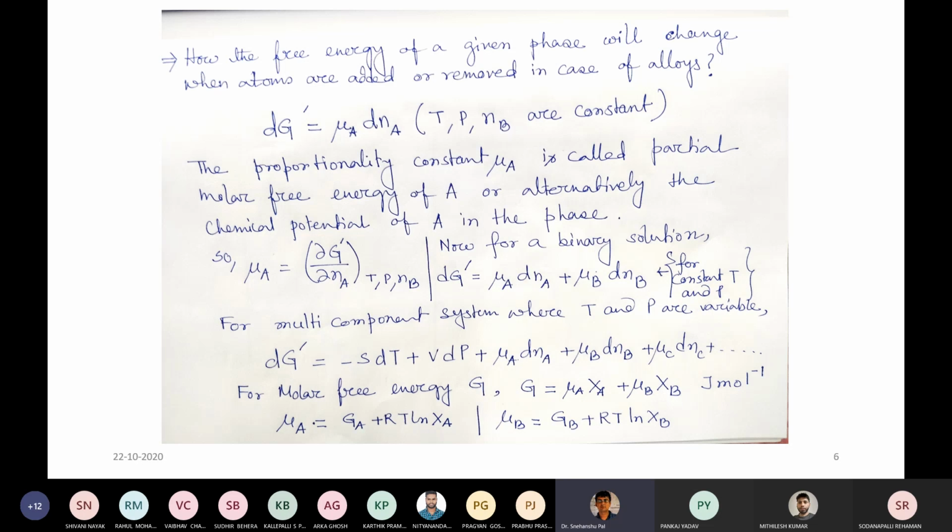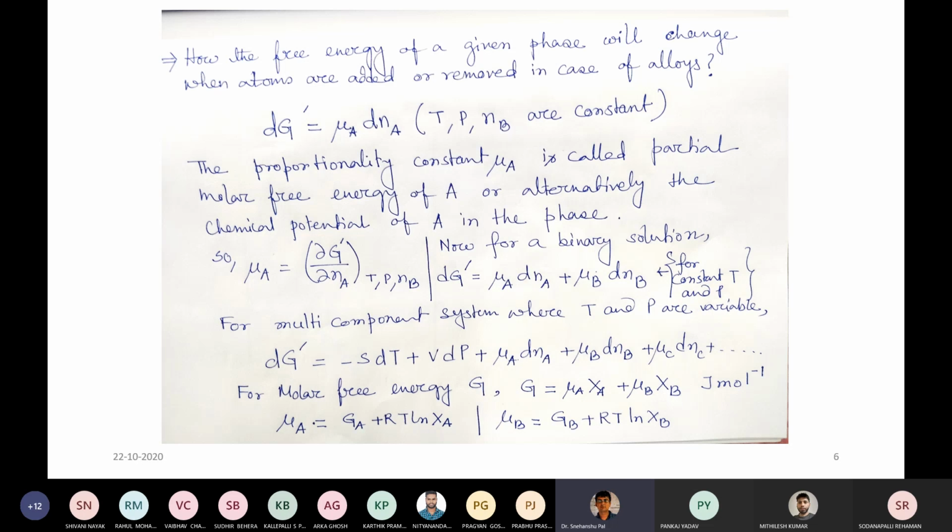It is really interesting to know how the free energy of a given phase will change when atoms are added or removed. Suppose a very small quantity of A, that is dNA moles, is added to a large amount of phase at a constant temperature and pressure. The size of the system will then increase by dNA, a very small increment.